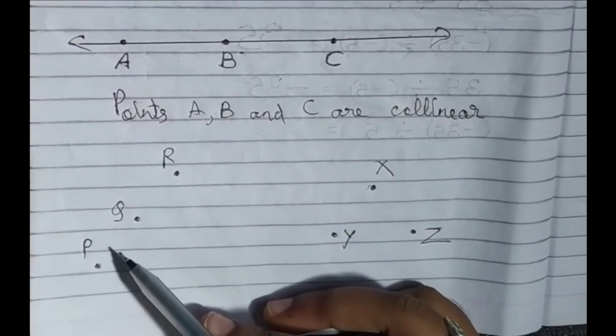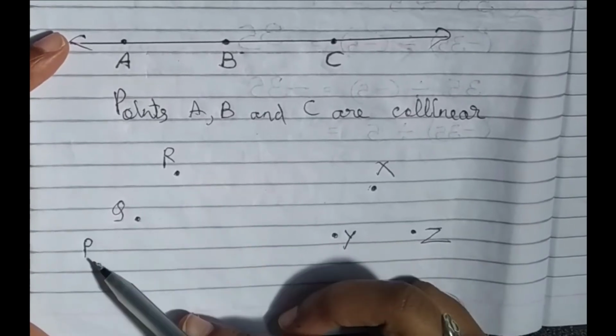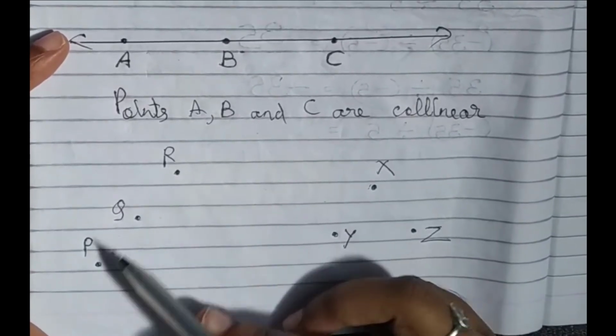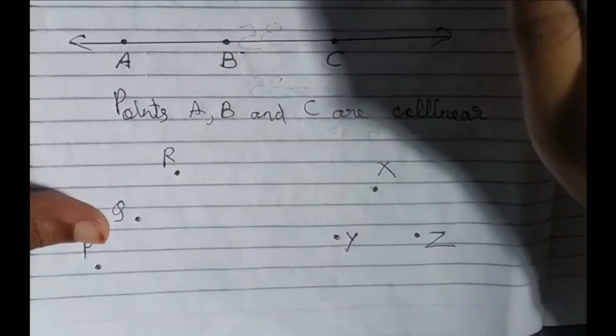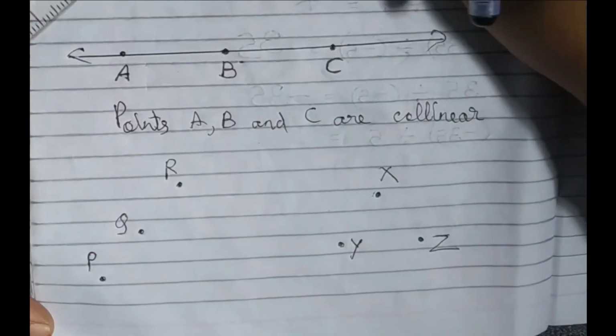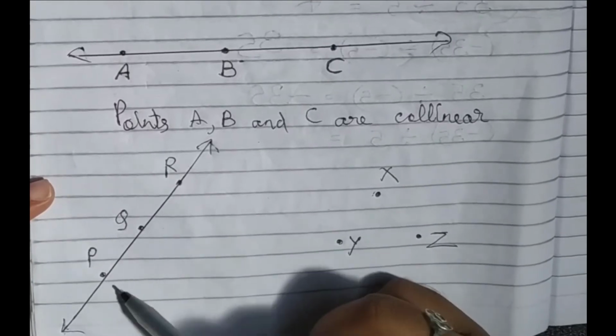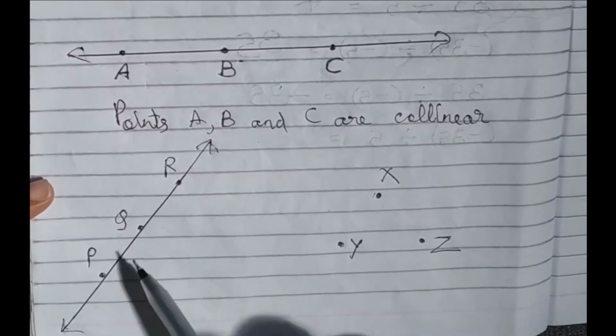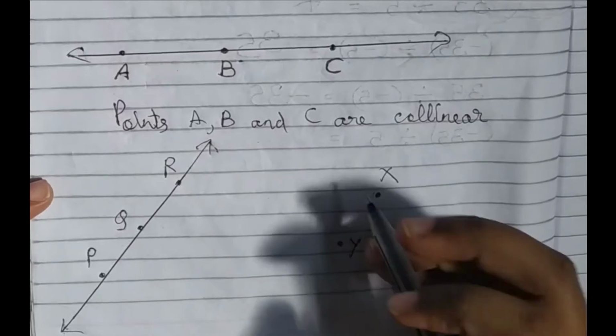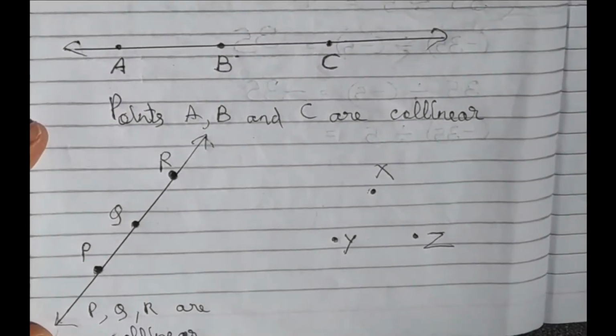Now see these points P, Q, R. Are they collinear? Yes, they are also collinear. Why? Because they are in a straight line. See here, we can draw a straight line passing through all 3 points. Therefore, points P, Q and R are collinear.